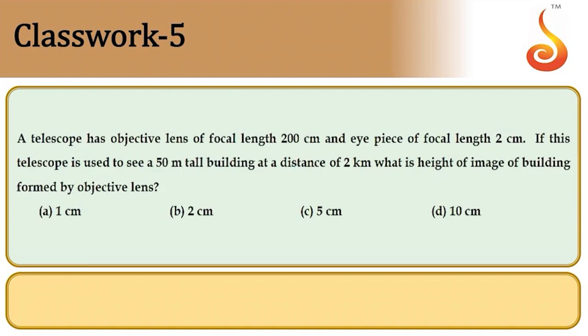At a distance of minus 30 centimeter. Example 5. A telescope has objective lens of focal length 200 centimeter and eyepiece of focal length 2 centimeter. If this telescope is used to see a 50-meter tall building at a distance of 2 km, what is the height of the building formed by the objective lens?